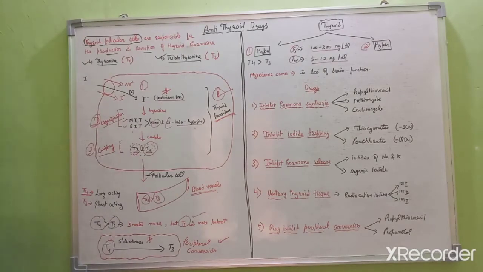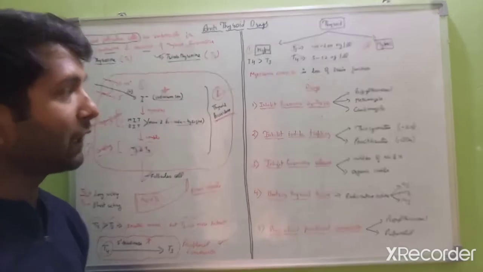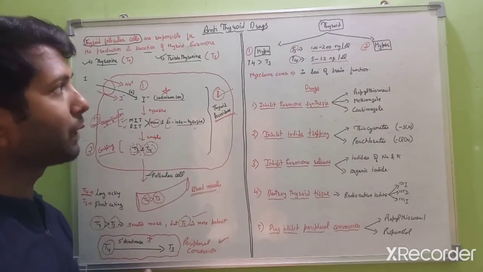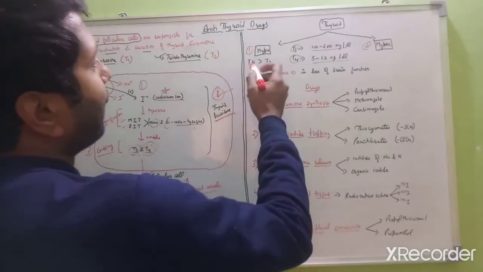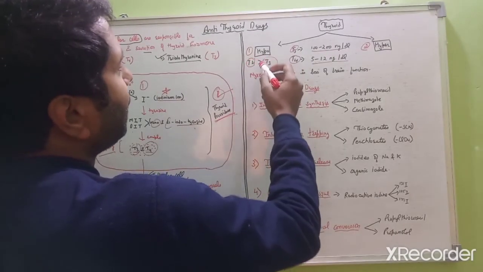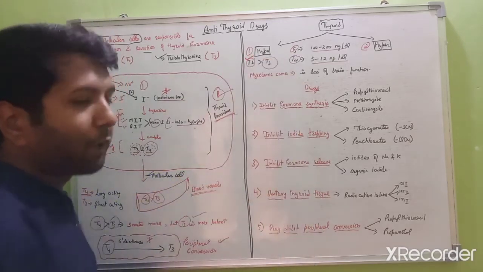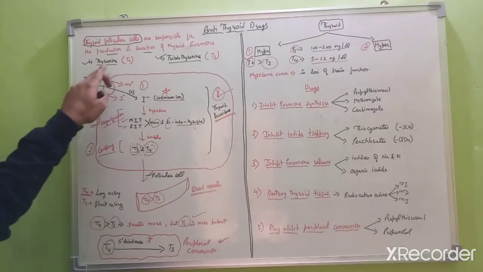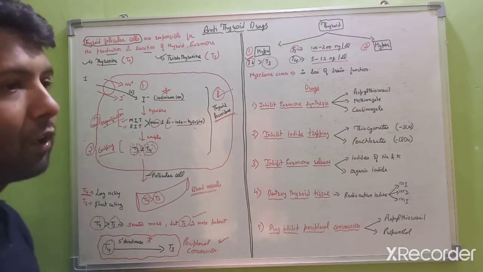In hypothyroidism, there is a lesser amount of thyroid hormone in our body. So basically we give thyroid hormone from outside of our body. Either we give T4 or we give T3, but we prefer T4. Why do we prefer T4, that is thyroxine? We prefer T4 thyroxine because it is long acting.